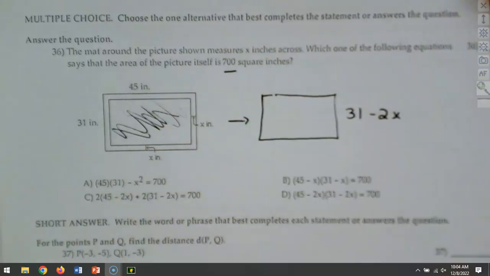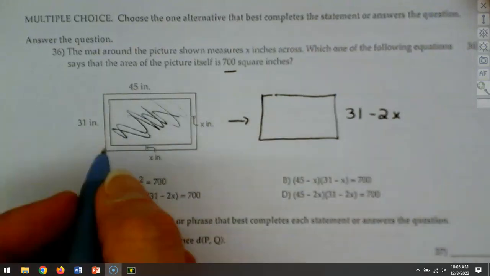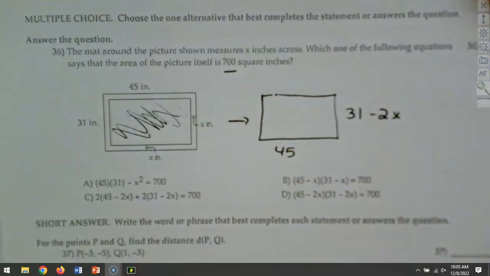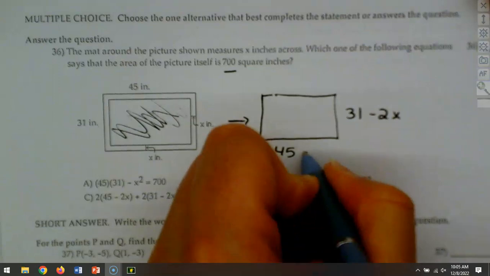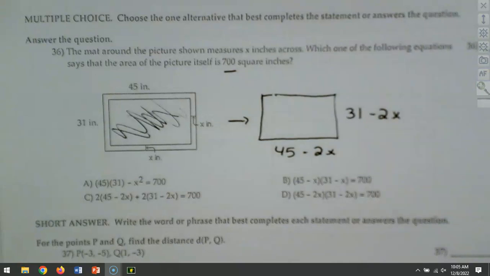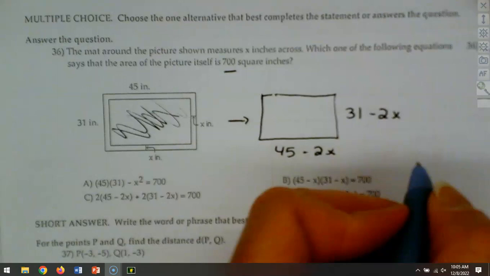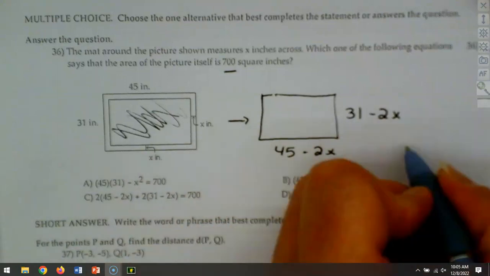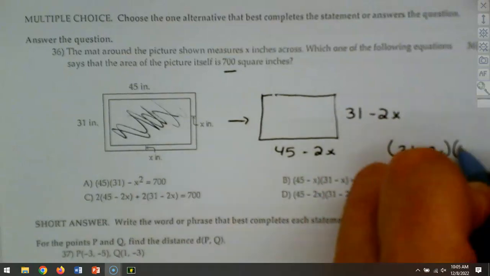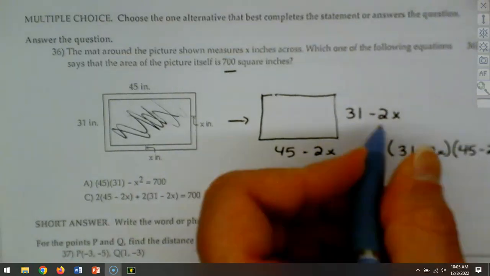Why is it minus 2X? Because you have a top and you have a bottom, right? And what about the one down below? It's 45, right, left to right. And how much is gone from it? It's not just X, it's a what? Minus 2X. Now, which ones can we start eliminating? Which ones can we get rid of? When we put these together, what's it going to look like? It's going to look like this. The area is going to be 31 minus 2X and 45 minus 2X, and that equals 700.